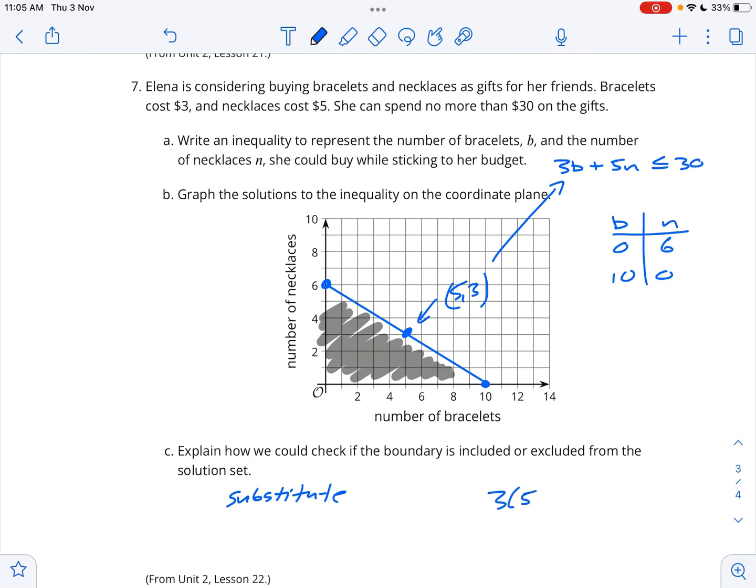Well, that's going to give me 3 times 5 plus 5 times 3. Is that less than or equal to 30? Well, it's going to give me 30. And 30 is less than or equal to 30. So that tells me that it's going to be a solution.